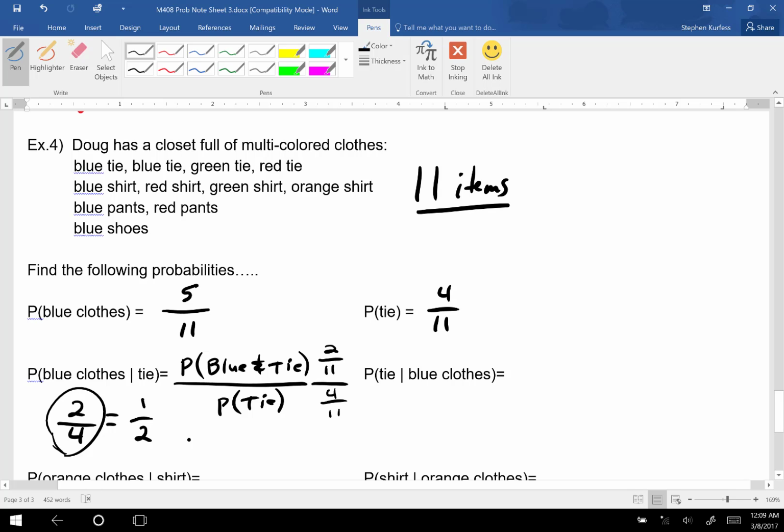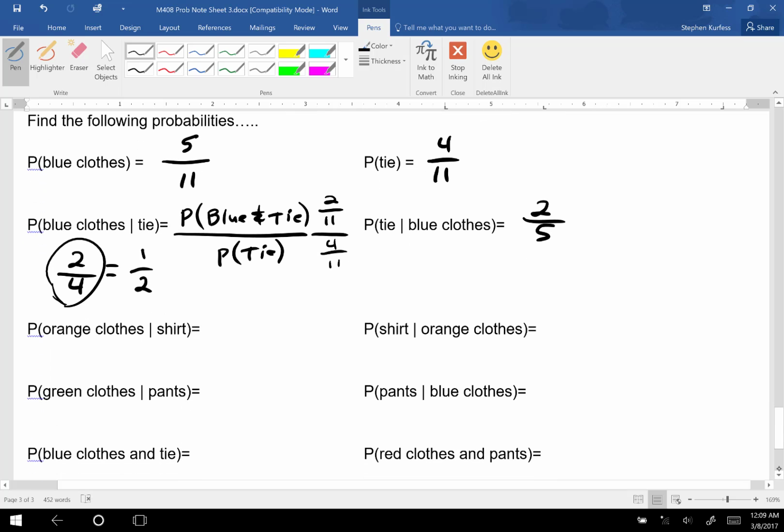Okay, so it's a lot easier just looking at the chart and picking everything off rather than trying to use the formula. But you can use the formula. All right, let's look at the next one. The probability of picking a tie given that you have blue clothes. Well, how many blue clothes are there? We said there's 1, 2, 3, 4, 5 blue clothes. And how many ties are blue? Well, 1, 2. So the answer is 2/5. That's pretty easy.